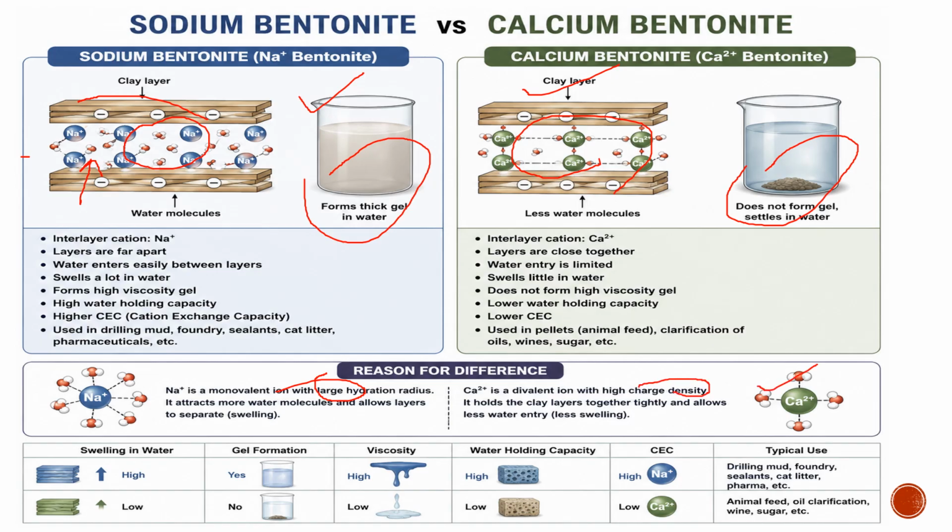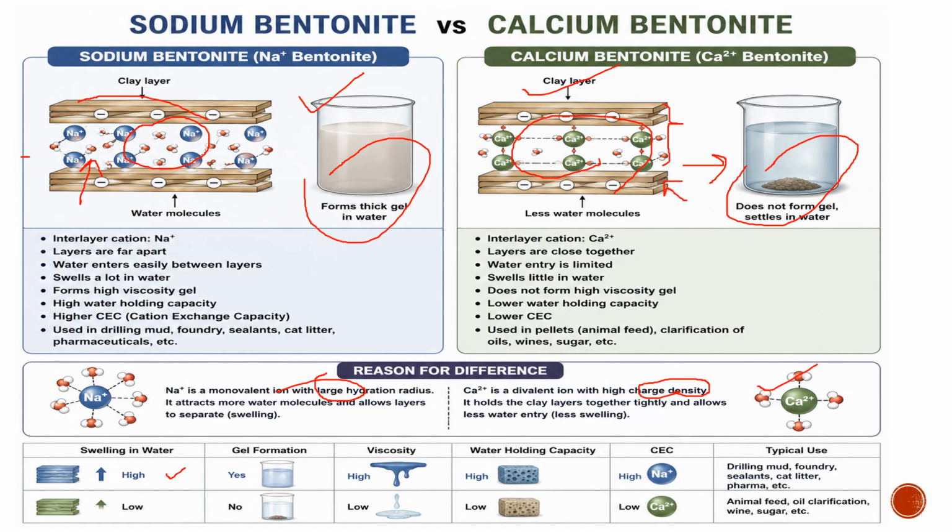Whereas in calcium bentonite, the interlayer spaces have calcium, which is divalent and has high charge density. Because of that, what happens? It holds the clay layers very tightly so that it doesn't swell too much even when water enters. So it has lesser swelling when compared to sodium bentonite. This is the major difference between the two.